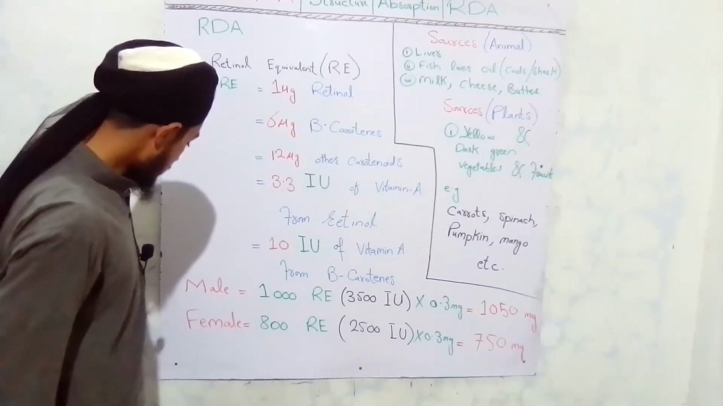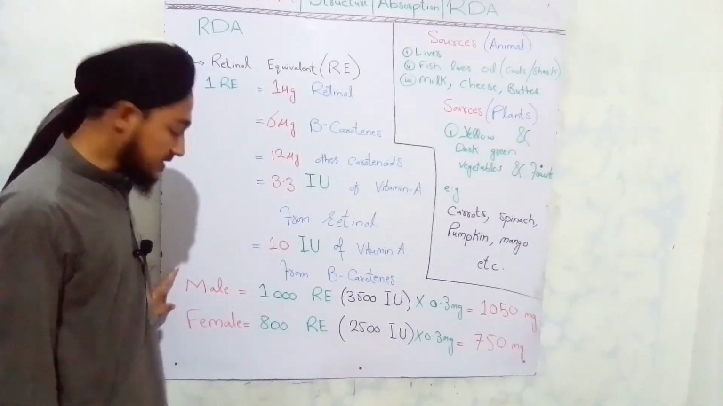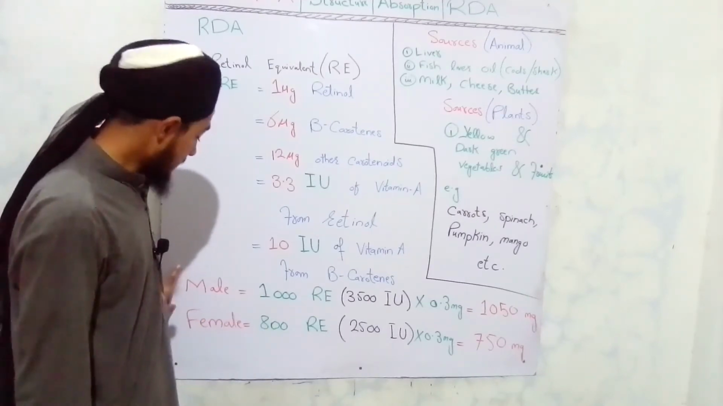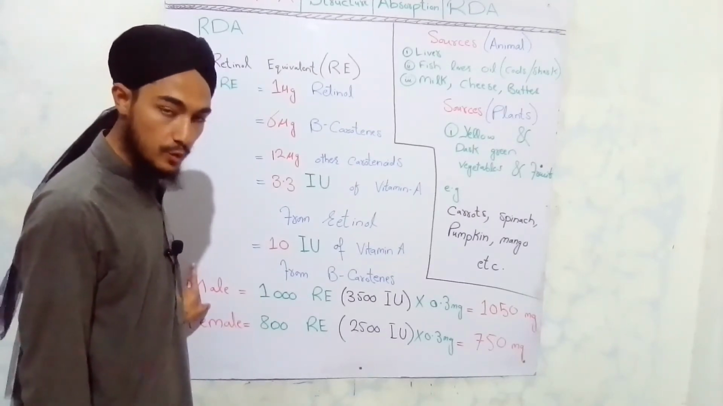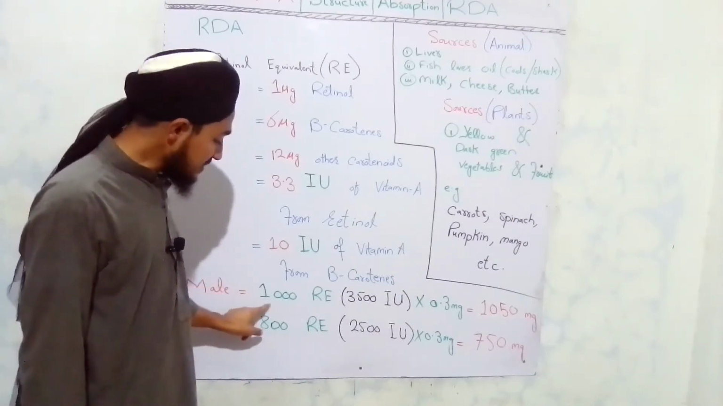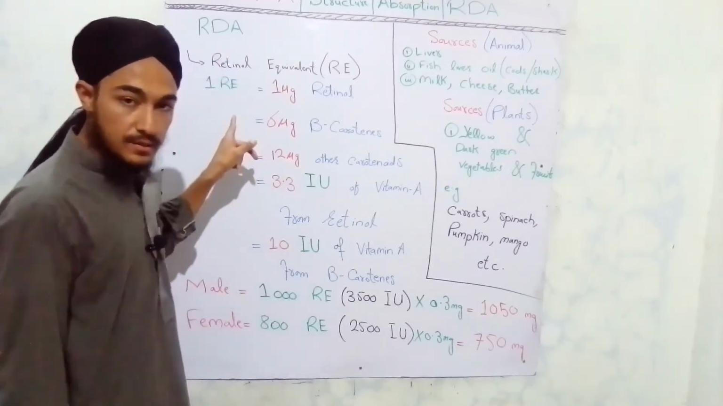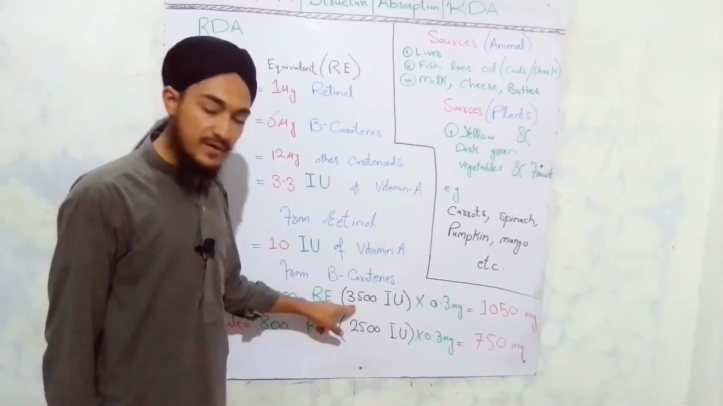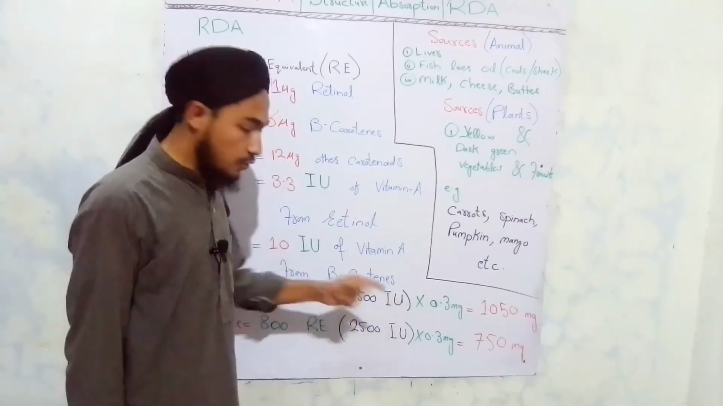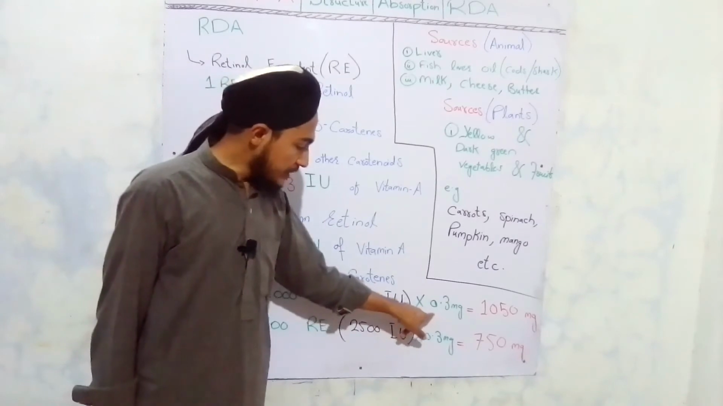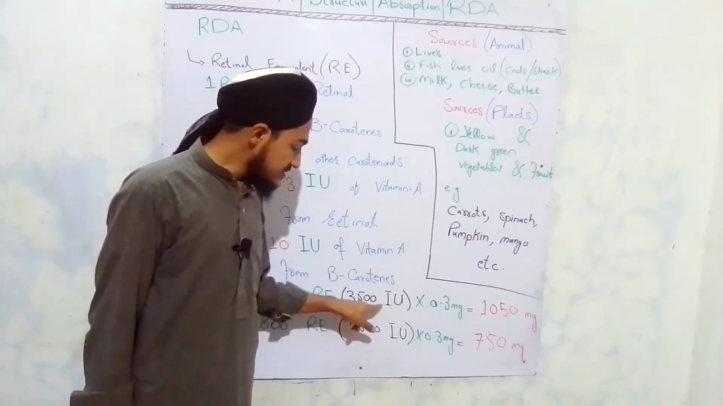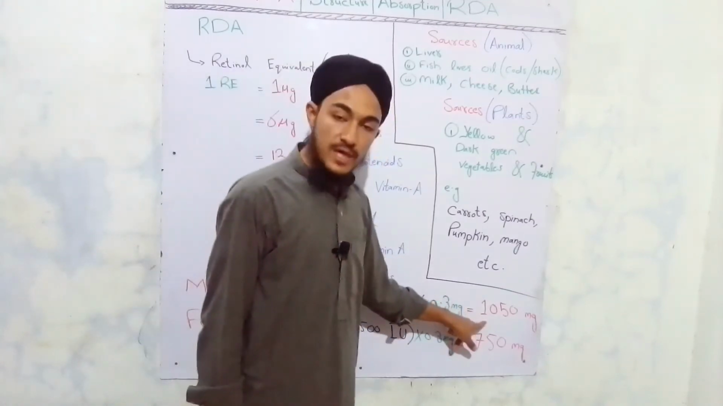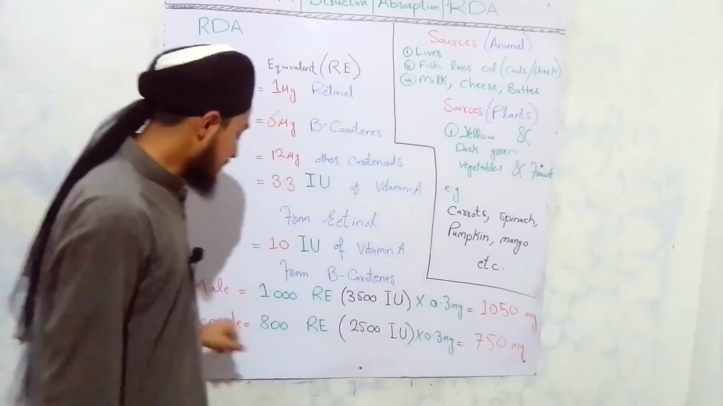Now we will discuss the RDA for males. For males, the recommended dietary allowance of vitamin A in the retinol form is 1000 RE, that are the retinol equivalents, and 1000 retinol equivalents equals 3500 international units, and 1 international unit equals 0.3 micrograms. So 3500 international units multiplied by 0.3 equals 1050. This quantity is for males.